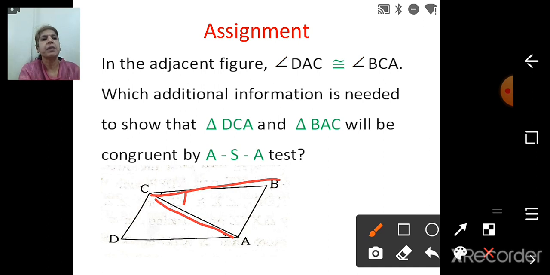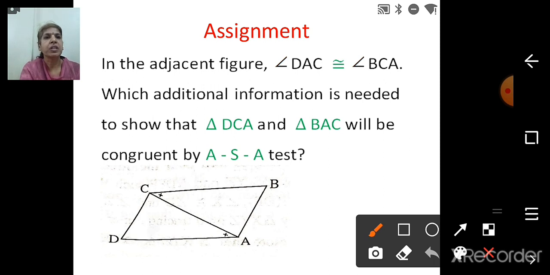ACB. So you can observe properly, children. Vertex A is corresponding with C and D is corresponding with B. That also you have to keep in mind. Now only one identical marking is given, one information is given, that angle DAC is congruent to angle BCA. So observe the figure, something you will get hidden information, that is some common side or angle. So here also it is AC, side AC congruent to side CA, that is a common side.